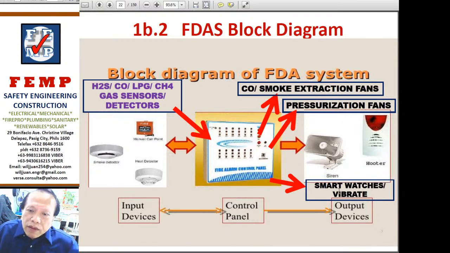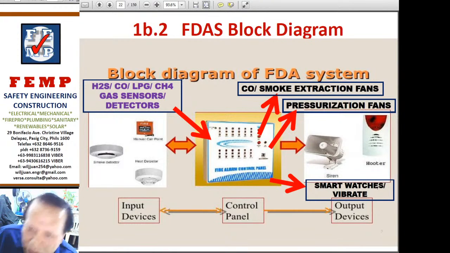Now if you're using an addressable type, a computer-based fire alarm control panel, it is possible to send signals to cell phones which can vibrate, or smart watches that can vibrate. So in other words, there is a dimension being added here. The standard today is just two alarms. One is audio, that means hearing, and the second is visual.